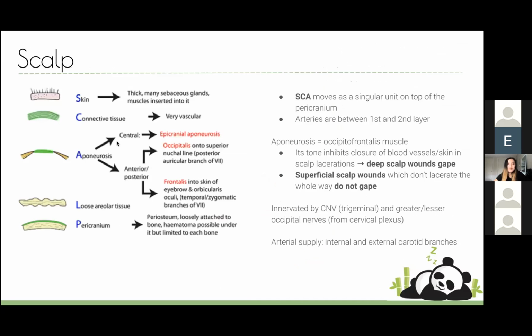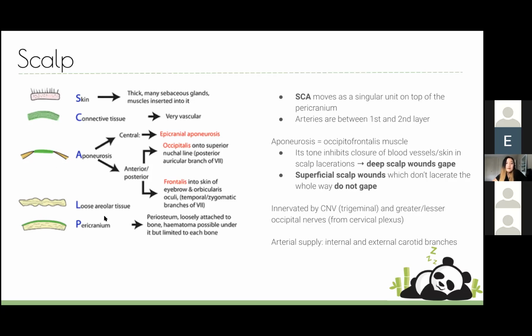Cool. This is your scalp. I like the mnemonic because it's literally just scalp. So the 5 layers you should remember would be your skin, your connective tissue, your aponeurosis, which is made up of your occipitofrontalis muscle. And the main thing to know about this is because it's made up of the muscle and you've got this constant tension, it means that the superficial scalp wounds, which don't cut through this, won't gape. But the things that do cut through this will gape because of that constant tension pulling them apart.